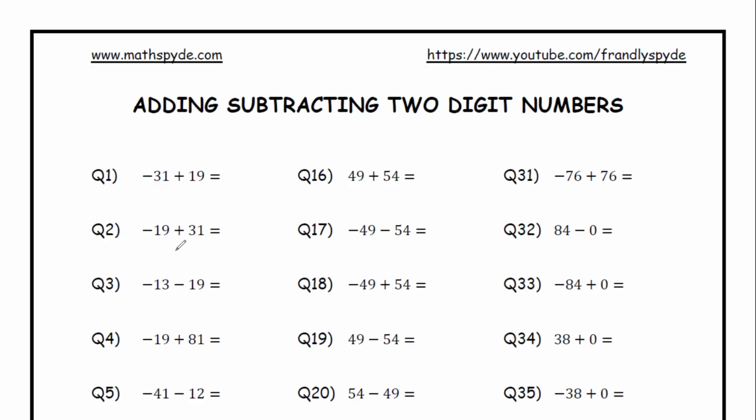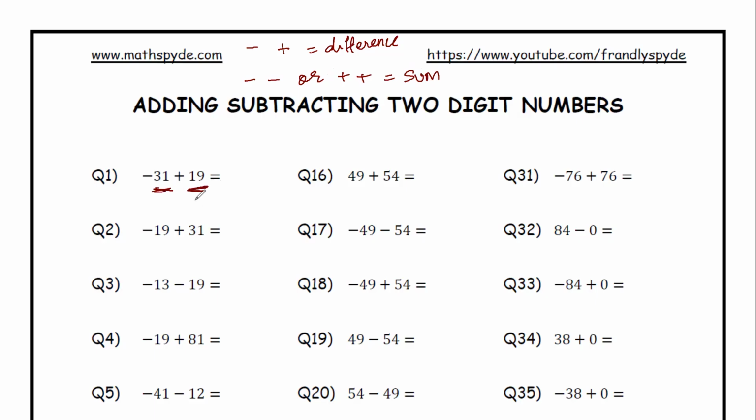Moving on. So adding, subtracting two-digit numbers. So now you've got a 31 and a 19. Remember, we take the difference whenever one of the numbers is positive and the other number is negative. And whenever both numbers are negative or both numbers are positive, we take the sum. So understand this concept out here.